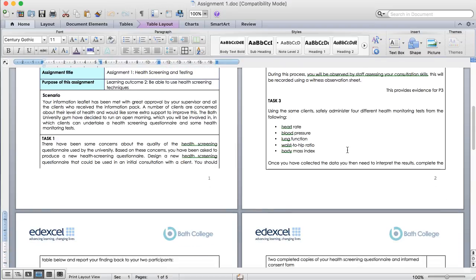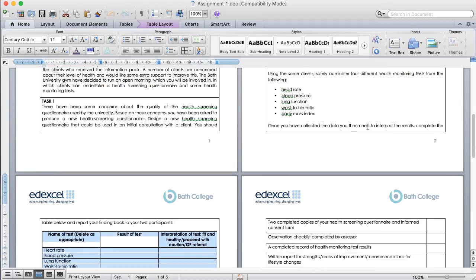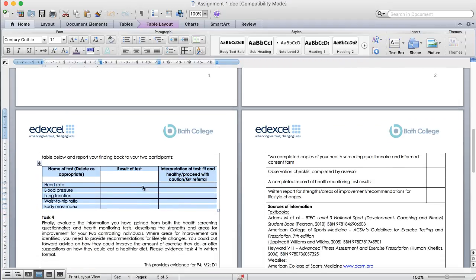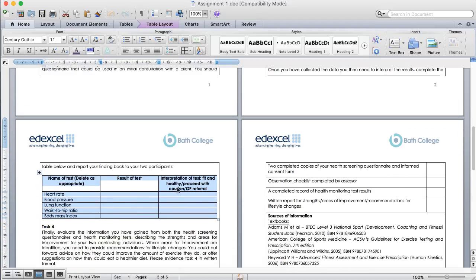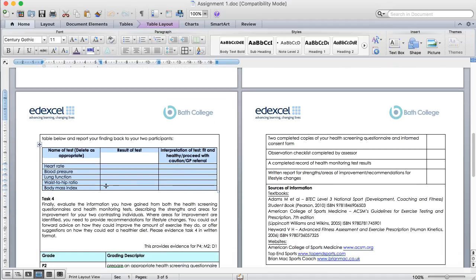Task 3, which we've been doing in the lessons, is where you have to do the health screening, health monitoring tests: heart rate, blood pressure, lung function, hip to waist ratio, body mass index, or even the skin fold test. Using the same client, safely administer 4 different health monitoring tests from the following. Once you've collected the data, you then need to interpret the results. So 2 clients, get your results. You only need actually 4 tests, so you can get rid of one of these.